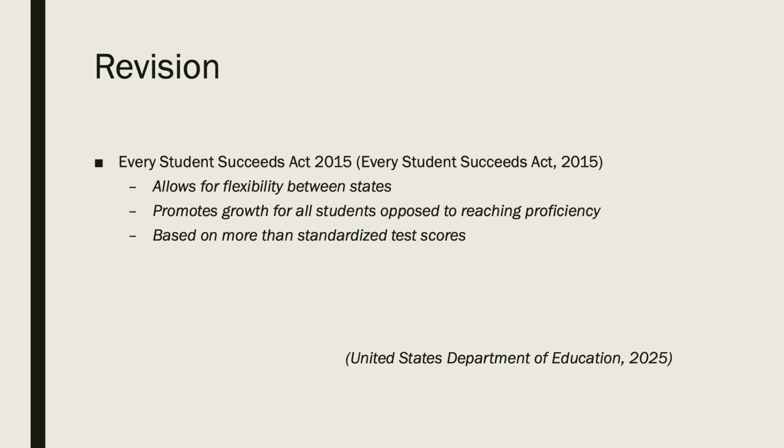So this led to a revision of the No Child Left Behind Act, and it's called the Every Student Succeeds Act of 2015. This was signed into law by President Obama on December 10th of 2015, and it really helped fix a lot of the issues that we saw in No Child Left Behind. It allows for flexibility between states, so the states get to pick what the schools need instead of just using the universal rules set by the federal government.